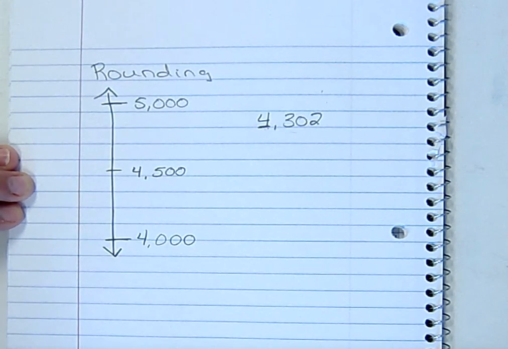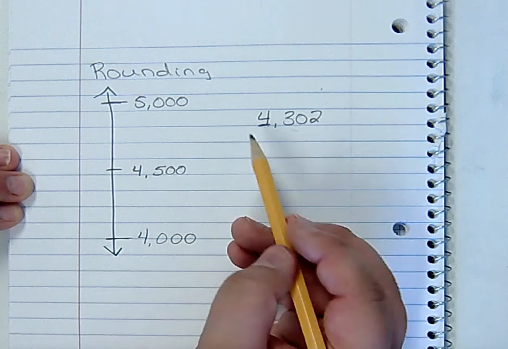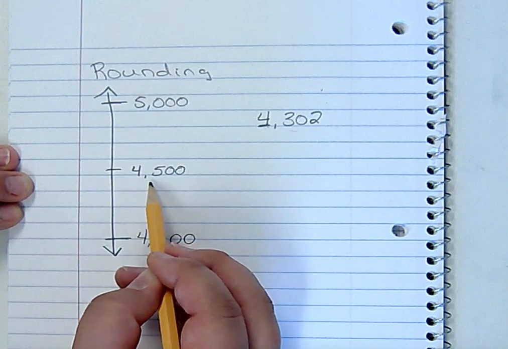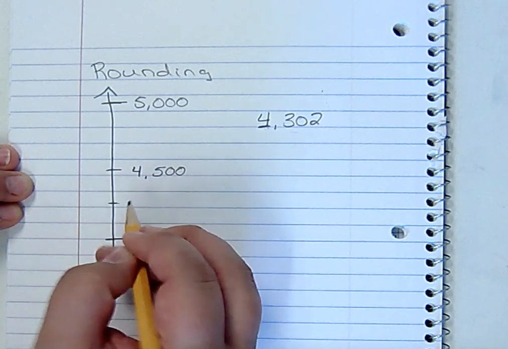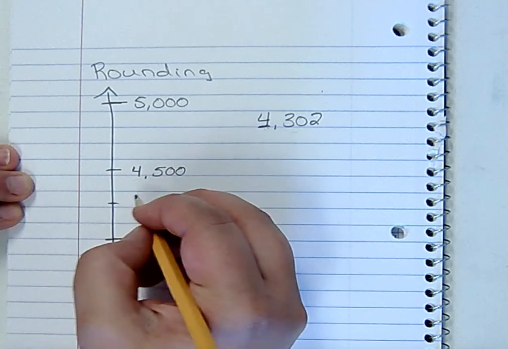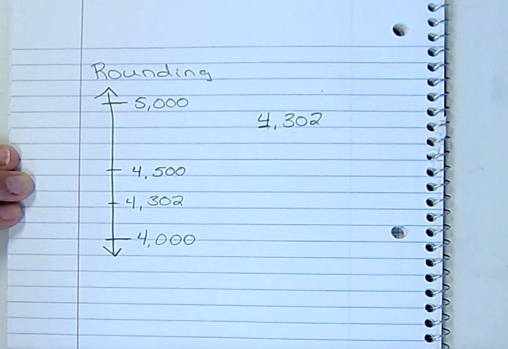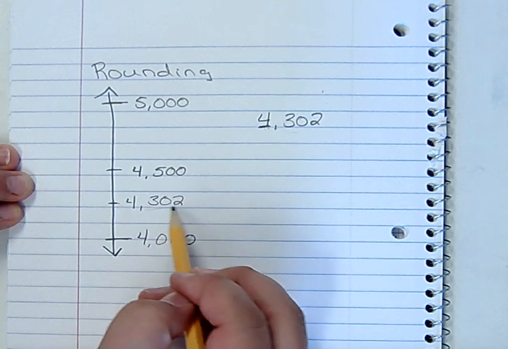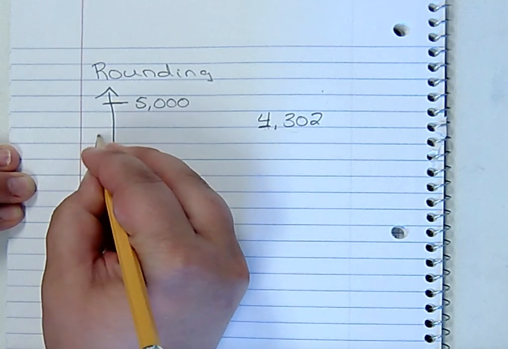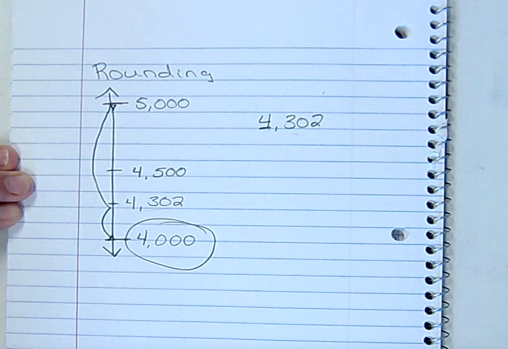My next step is to place my number that I'm rounding on this number line. 4,302 is less than 4,500, so it's going to go down here between 4,000 and 4,500 because that's where it belongs on that number line. Now I can very easily see where this number would round to. It is much closer to 4,000 than 5,000, so my answer would be 4,000.